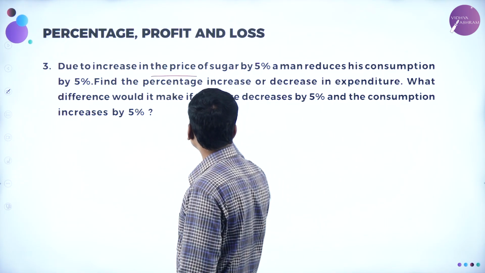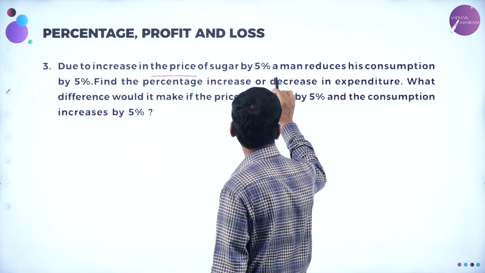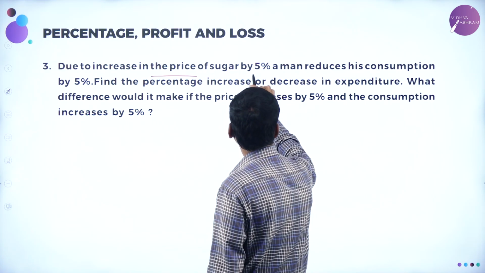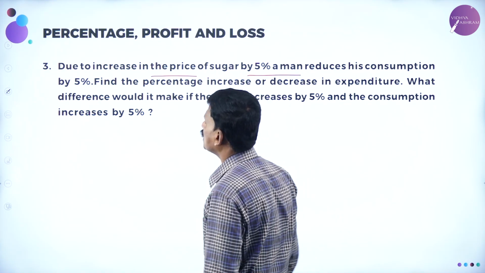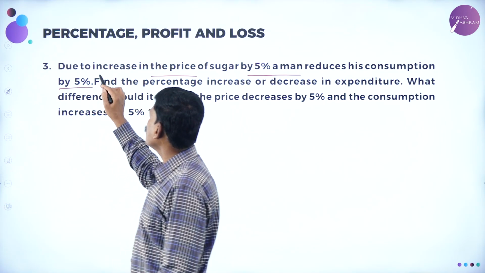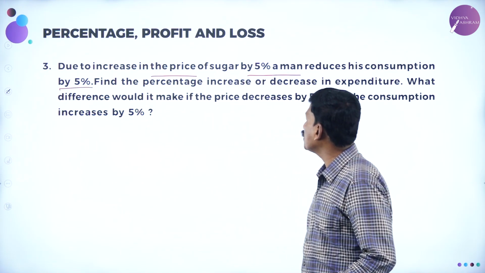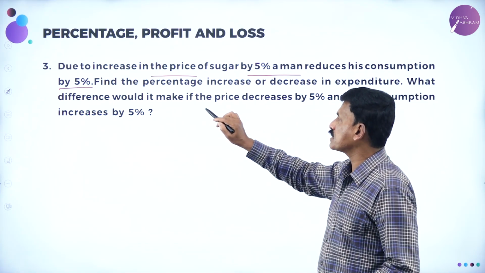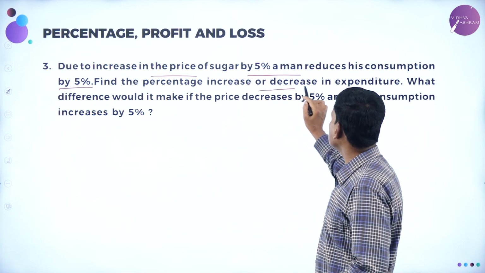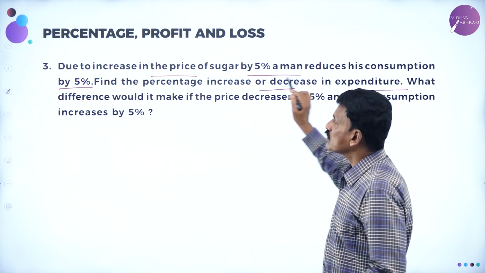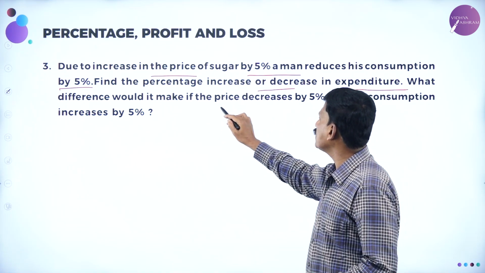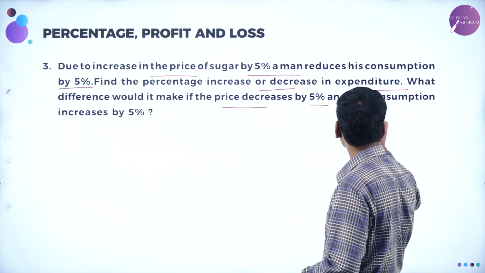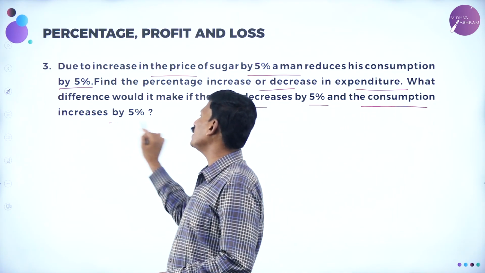Due to increase in the price of sugar by 5%, a man reduces his consumption by 5%. Find the percentage increase or decrease in the expenditure. What difference would it make if the price decreased by 5% and the consumption is increased by 5%?